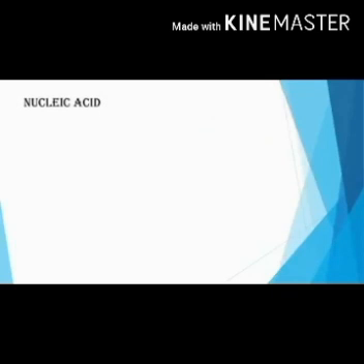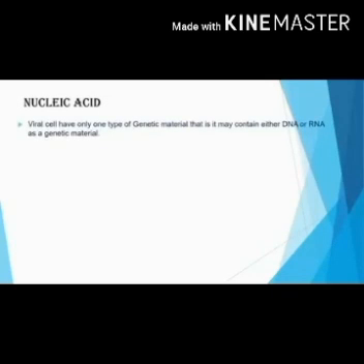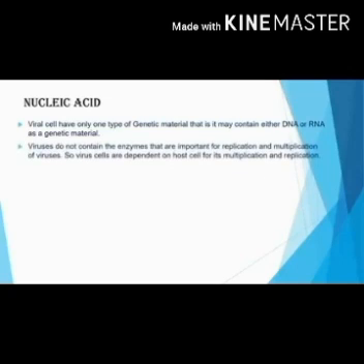Now let's see nucleic acid. Viral cells have only one type of genetic material, that is, they may contain either DNA or RNA as genetic material. So any virus may contain only one type of genetic material. It may contain either DNA or RNA, but not both. Viruses do not contain the enzymes that are important for replication and multiplication of viruses. So, the enzymes which are necessary for replication and multiplication are not synthesized by viruses. So, virus cells are completely dependent on the host cell for their multiplication and replication.